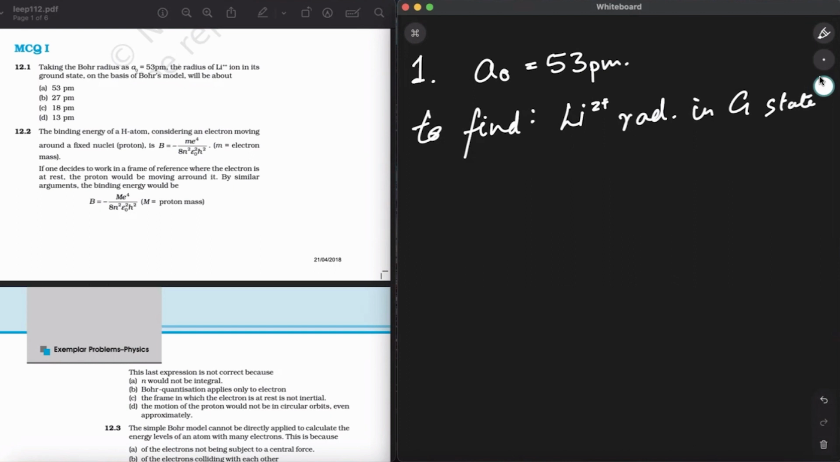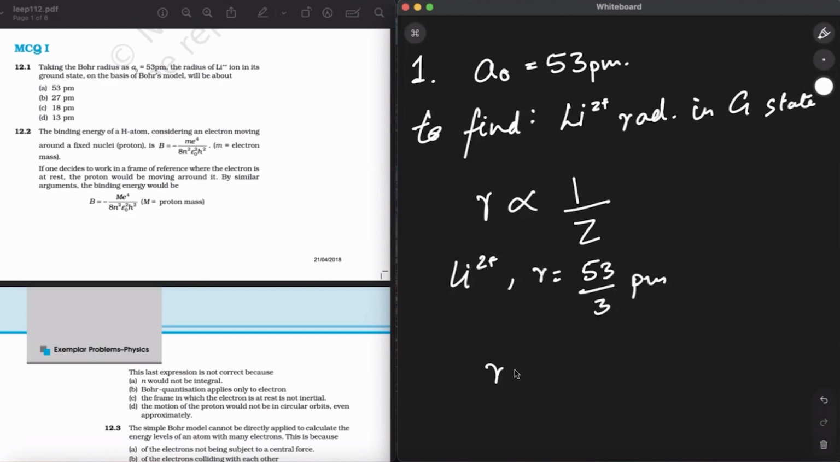The radius of the atomic orbit is inversely proportional to the atomic number, which we all know already. So the radius is proportional to 1 upon Z. For Li 2+, Z is 3, so the radius in ground state can be written as 53 upon 3 picometers, which is 17.667 picometers. Is there any option like that? Option number C, radius equals 18 picometers. That will be my answer.